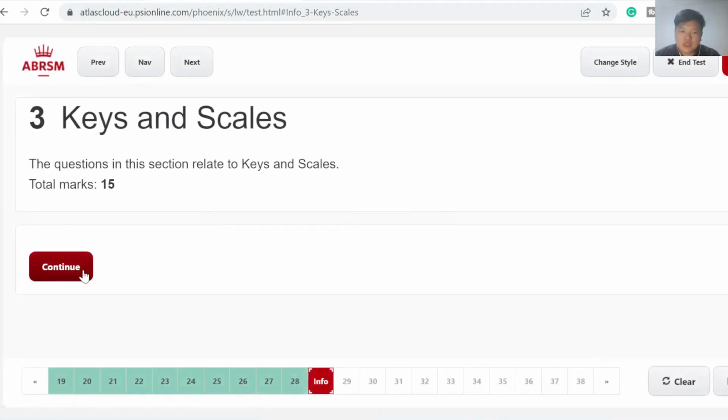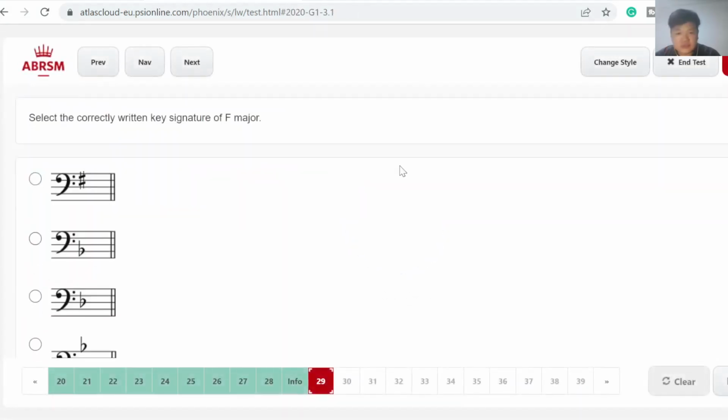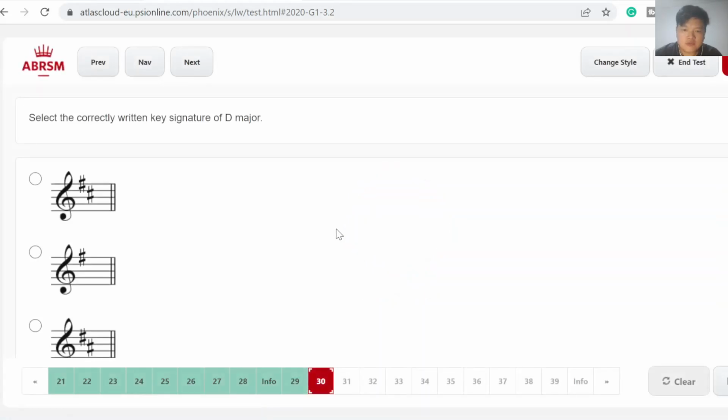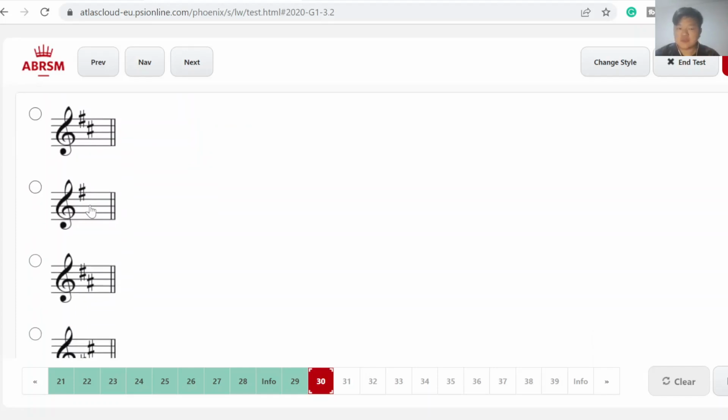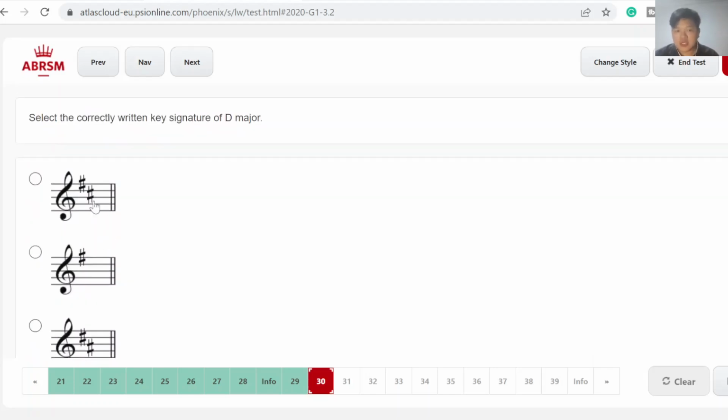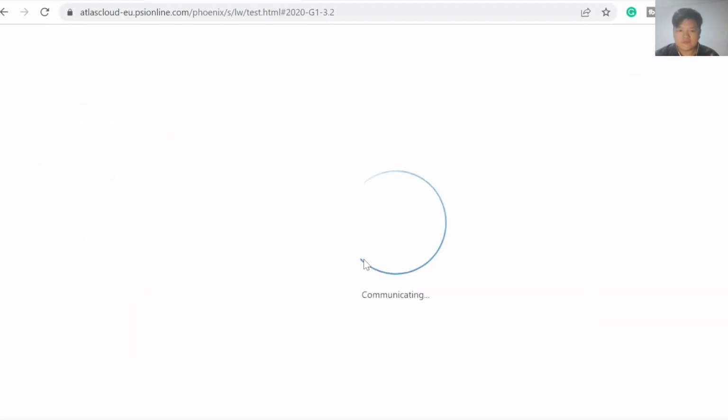So next we have the key and scales. Select the key of F major. So this one is the B flat. Let's move on to this one, the D. Select the correctly written key signature of D major. D major has F sharp, C sharp. You need to remember. Look at the first one, that's F sharp and C sharp. The second one is only F sharp, so it's out. The third one is D sharp, A sharp. No, impossible. Although the last one is F sharp, the F sharp should start at the top. So your answer should be this one.